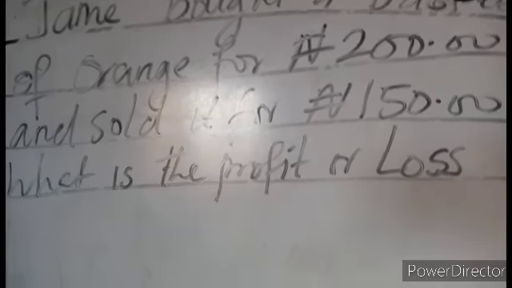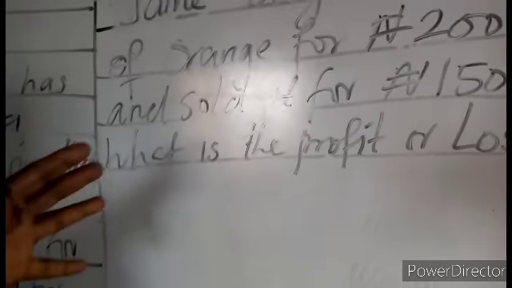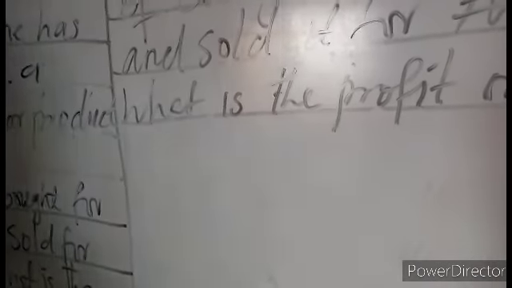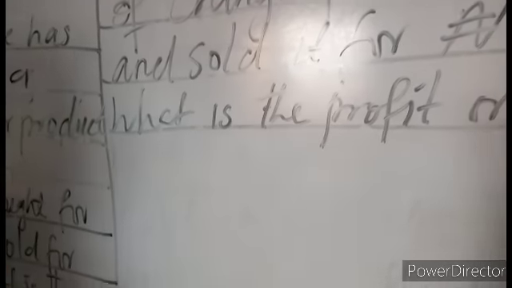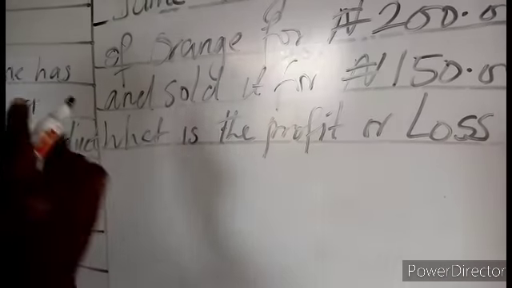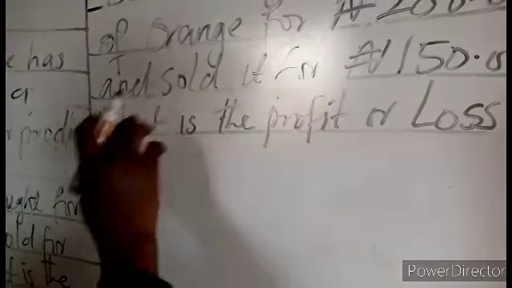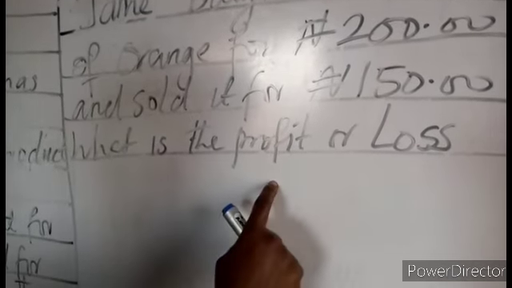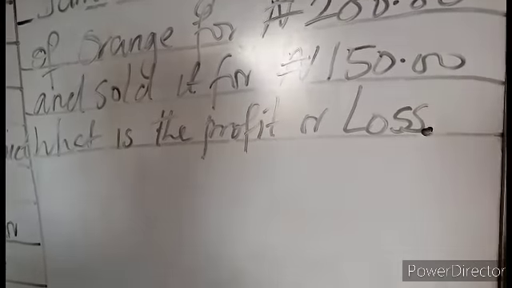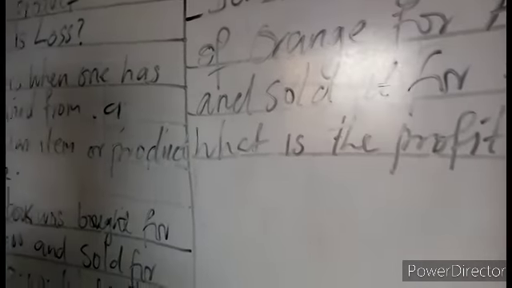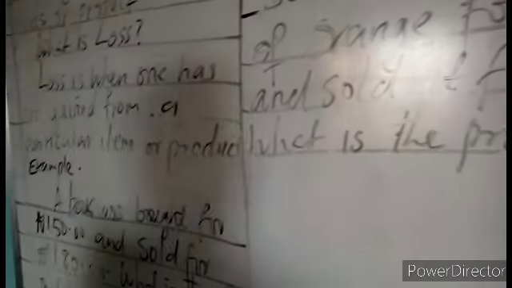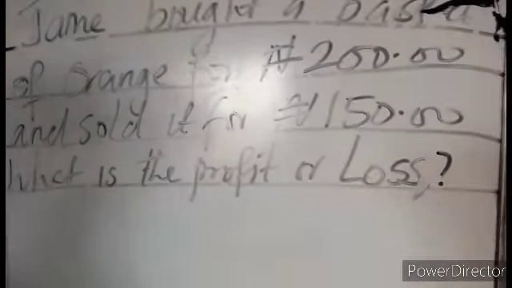All right. Now, these questions, I'm going to solve this in the next class. James bought a basket of orange for 200 naira and sold it for 150. What is the profit or loss? Now, don't forget, I told you the definition of profit. I also told you the definition of loss. Then I'll solve one example.